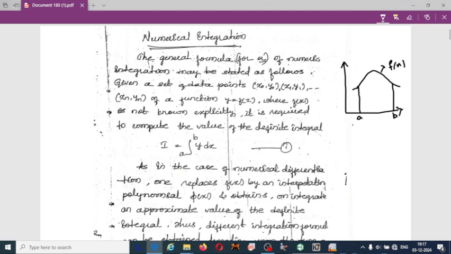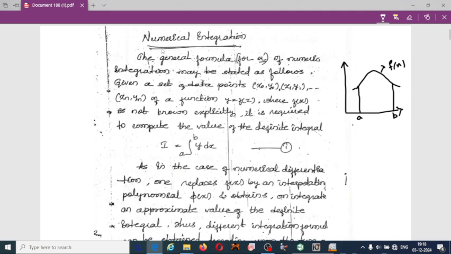Hi everyone. So today in this video I am going to discuss with you one of the topics from the CSIR NET or KSET exam, that is numerical integration. This is a topic from numerical techniques. Numerical integration is very important from the exam point of view because you can score maximum marks from this topic. So let us discuss.